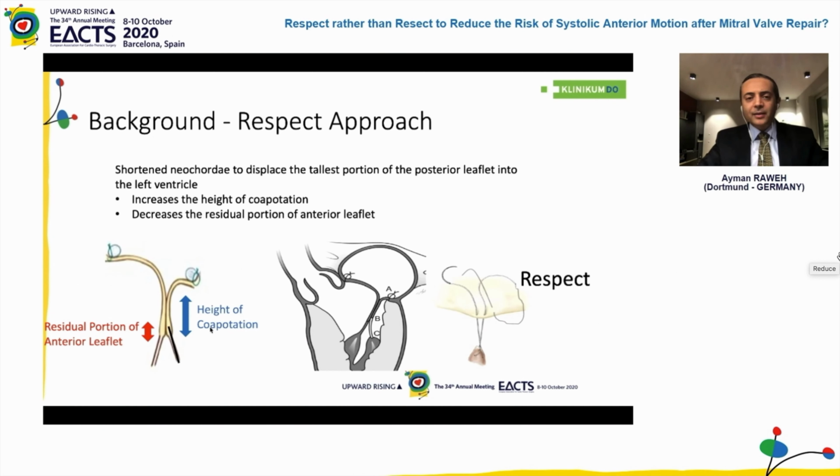On the other hand, the Respect approach uses shortened neochordae to displace the posterior mitral leaflet and pull it down into the left ventricle. And this increases the height of coaptation and decreases the residual portion of the anterior leaflet.